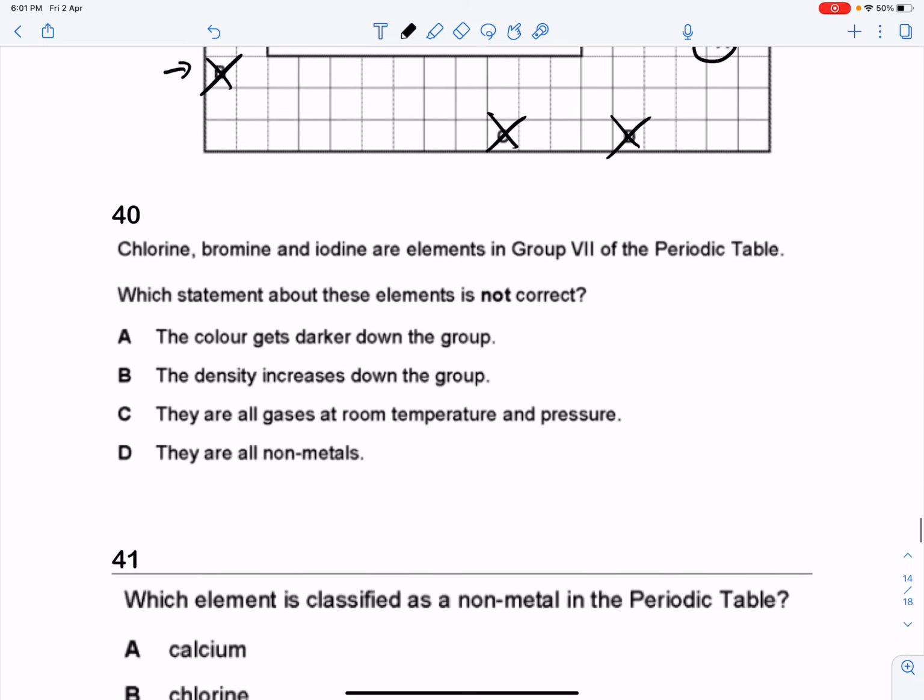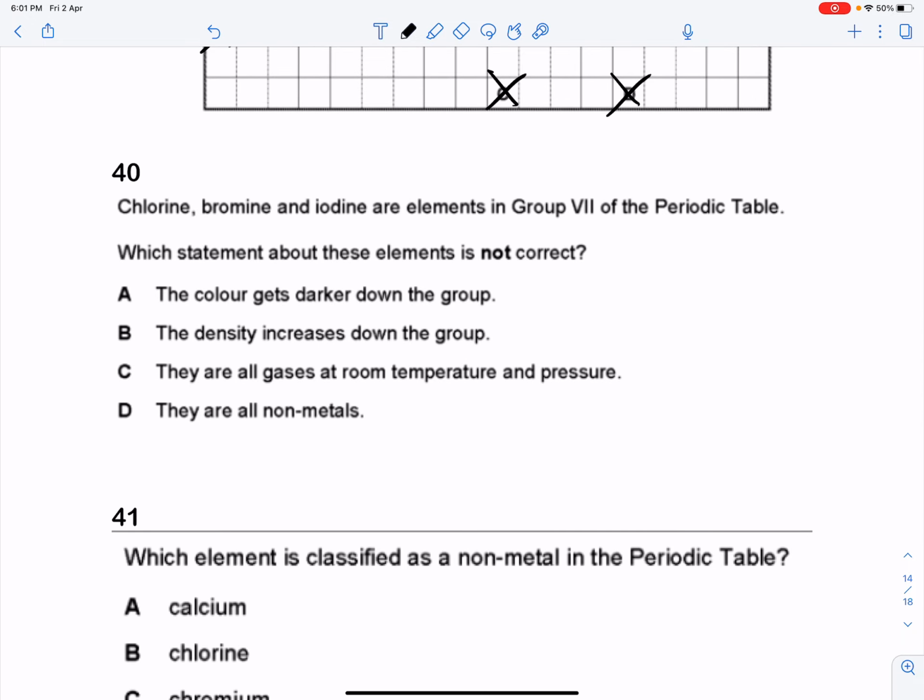And 40, last one in this video. Chlorine, bromine and iodine are elements in group 7 of the periodic table. Which statement about these elements is not correct? Does the colour get darker down the group? Yes. Does the density increase down the group? Yes. Are all gases at room temperature and pressure? No, because bromine is a liquid and iodine is a solid. Are they all non-metals? Yes. The answer, which is not correct, must be C.